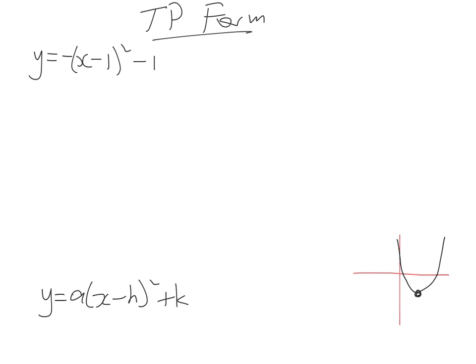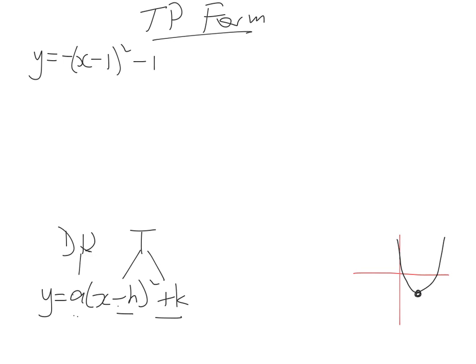Okay, when we've got an equation expressed in turning point form, it'll look something like this. We've got a, then we've got (x minus h) squared plus k. Now, your value for a controls the dilation and also reflection. This value of h and this value of k control translation.